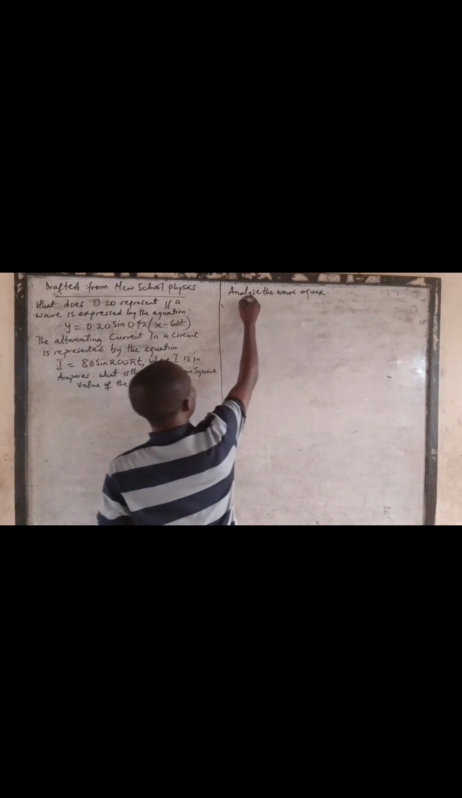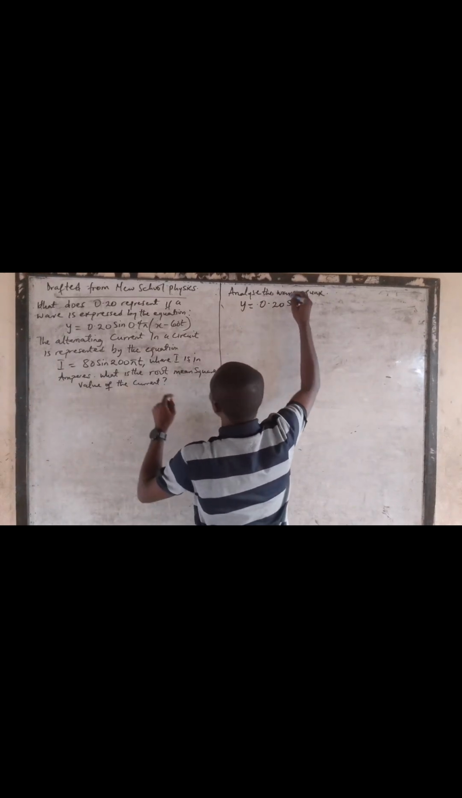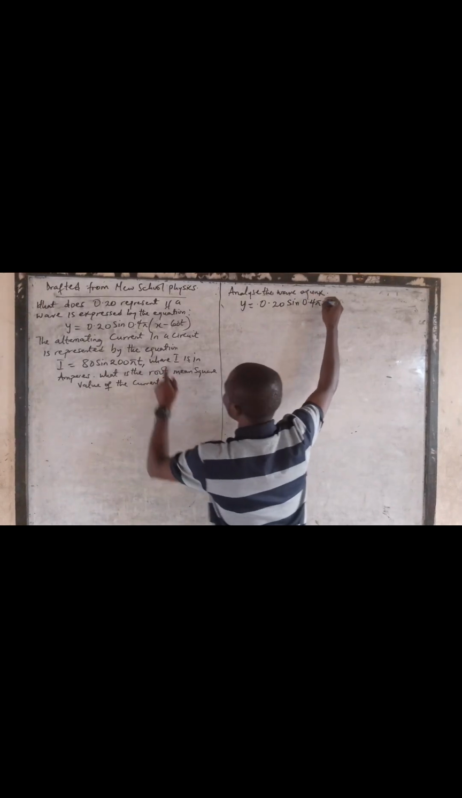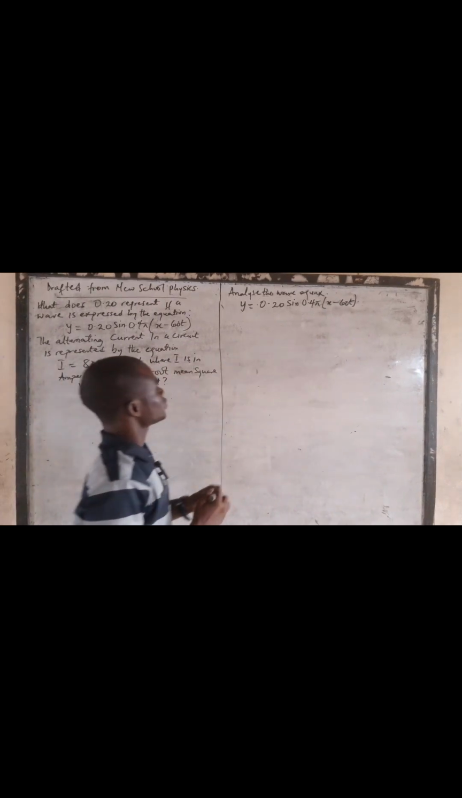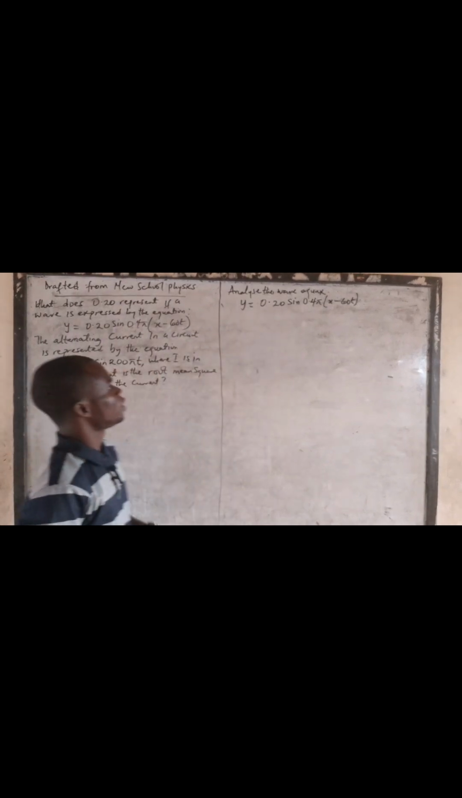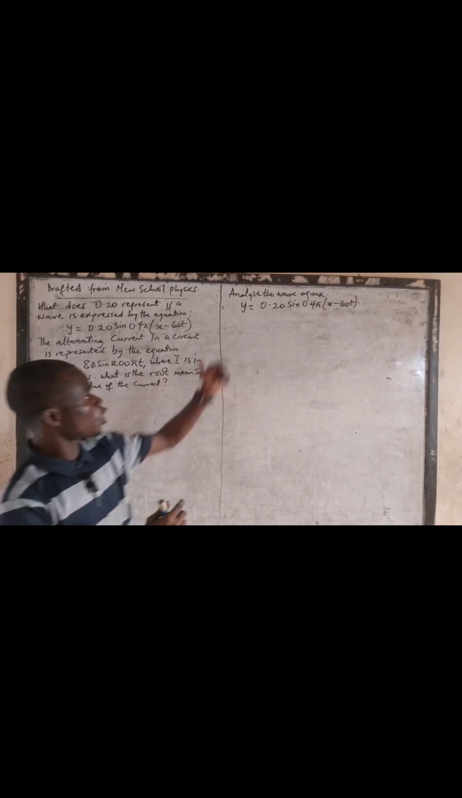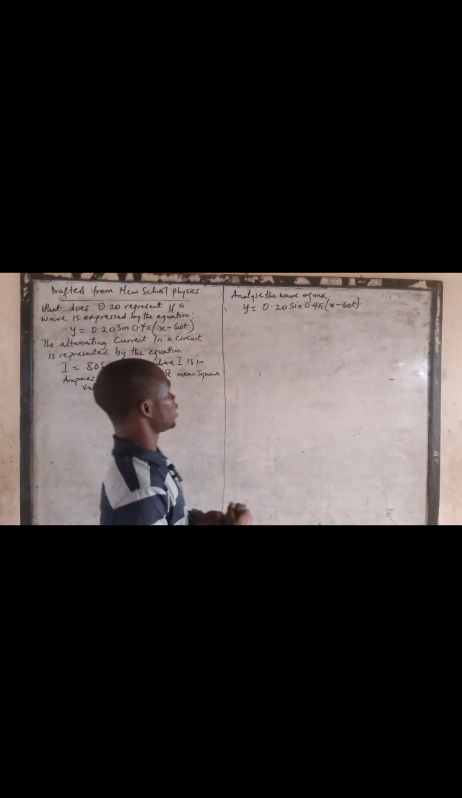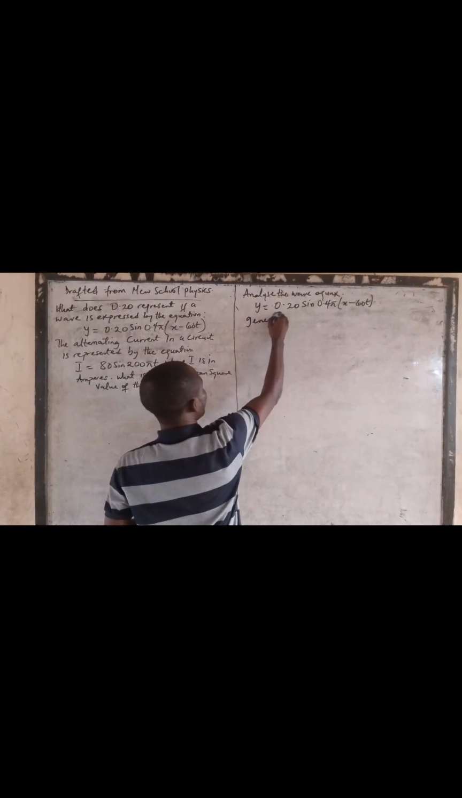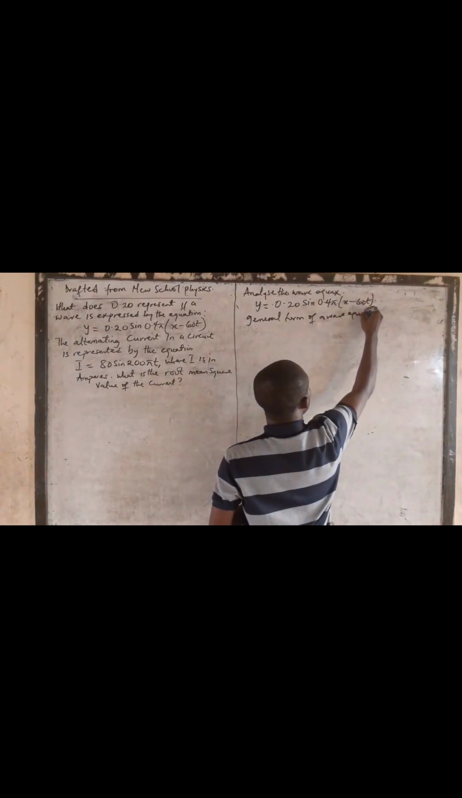And that is y equals 0.20 sine 0.4 pi, then open bracket x minus 60t. Now, this is the wave equation here. I can say that I can get my amplitude from here. It's a straightforward question. But we can also say that we can compare this equation to the general form of a wave equation.